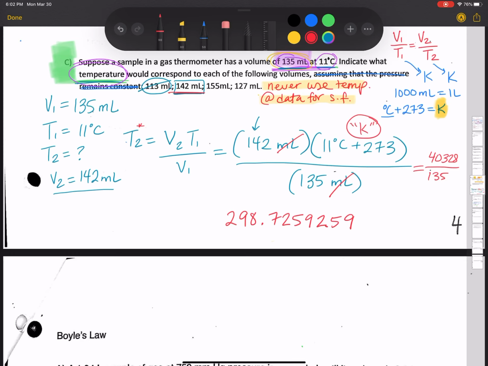This time around, and for every example for question C, I'm going to end up dealing with 3 sig figs. My original volume is my only real data because that's what actually existed. The new volume is what I was hoping it would get to. So for 3 sig figs, I'm going to end up using the 7 to bump up the 8, and I'm left with 299 Kelvin.